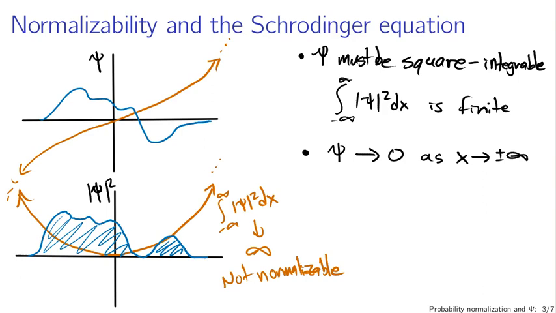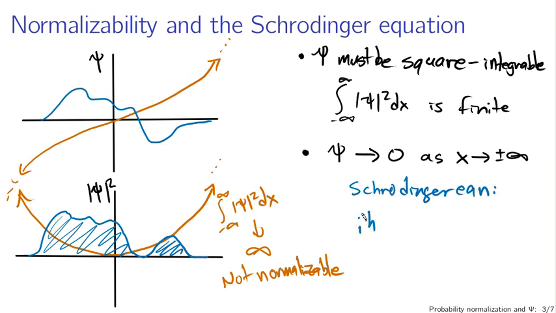Like I said, if this integral here is finite, you can convert any function into something that is normalized by just multiplying or dividing by a constant. Is that possible, though? In the Schrodinger equation, does multiplying or dividing by a constant do anything? Well, you can just glance at it and see that multiplying and dividing by a constant doesn't do anything.